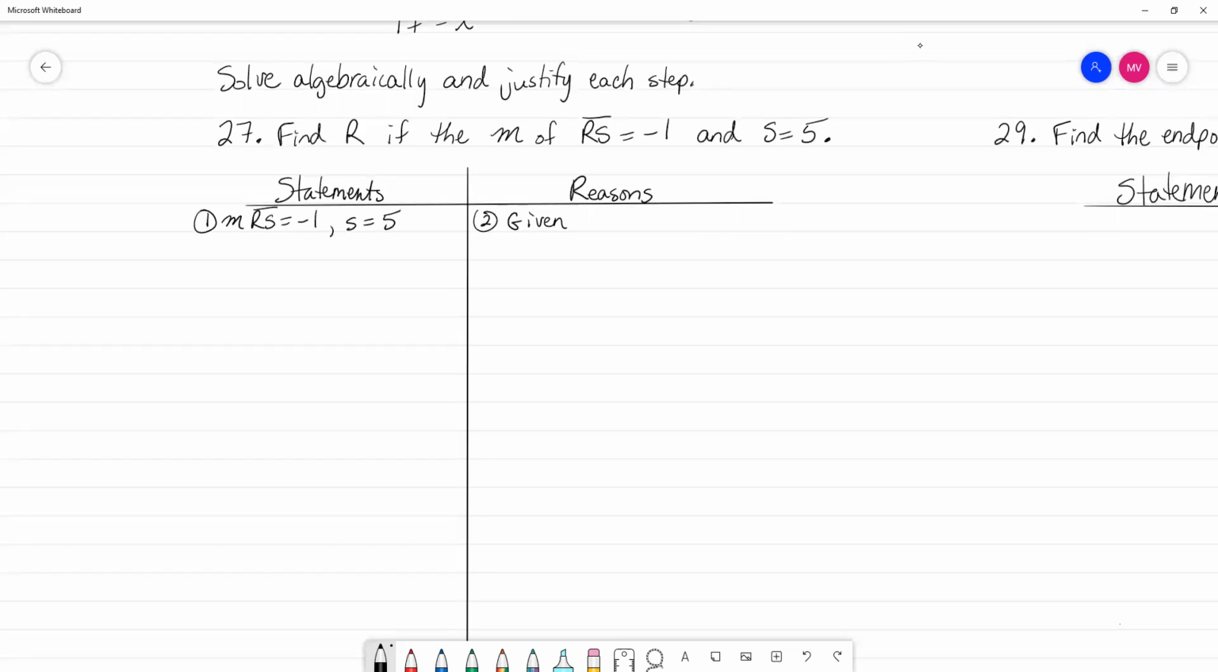So with that, we're finding the endpoint. We have the midpoint and the S. So in this case, we need to state our midpoint formula. Midpoint equals, let me say this right, R plus S divided by 2. Why did I put a 2 there? Let's try this again. This is the midpoint formula.